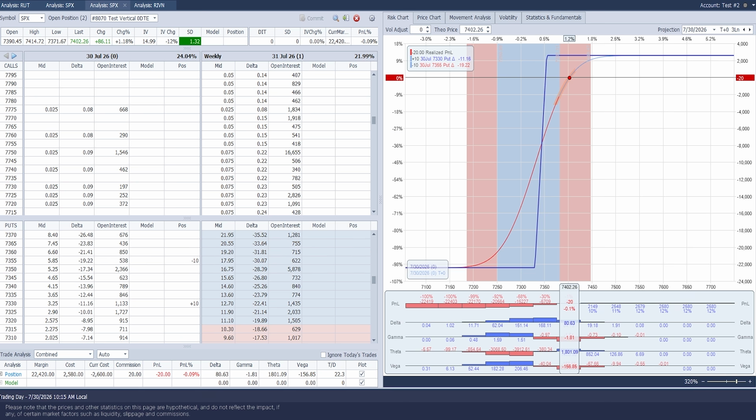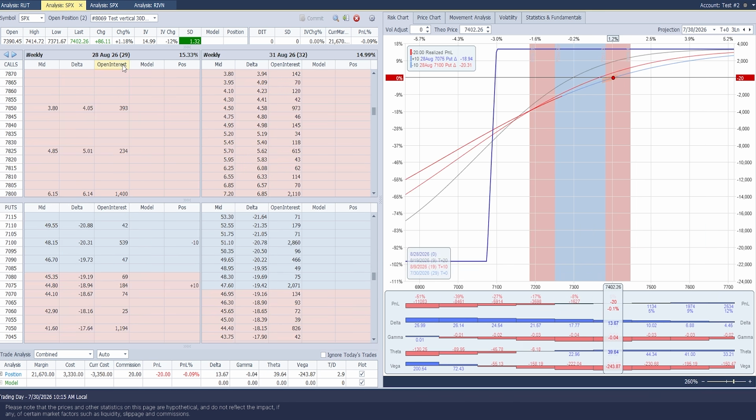Now, if we go to a 30-day spread, 29 days here, and go out to a 20 delta, we're selling all the way down at 7,100. That's 302 points away from the market.